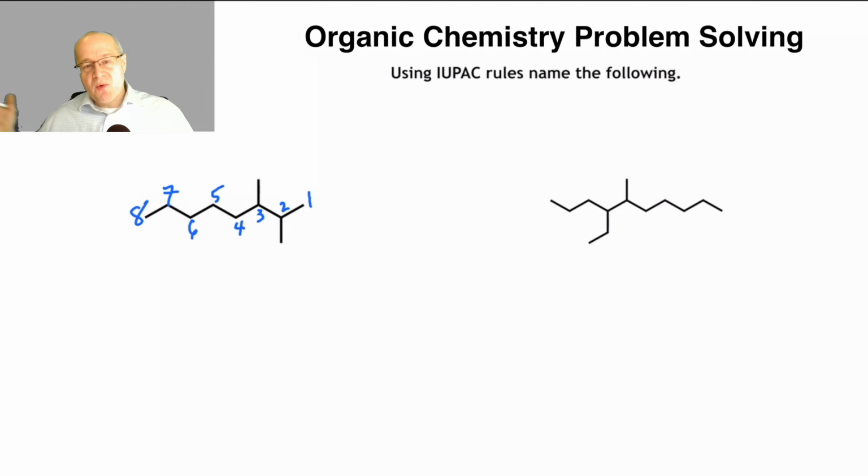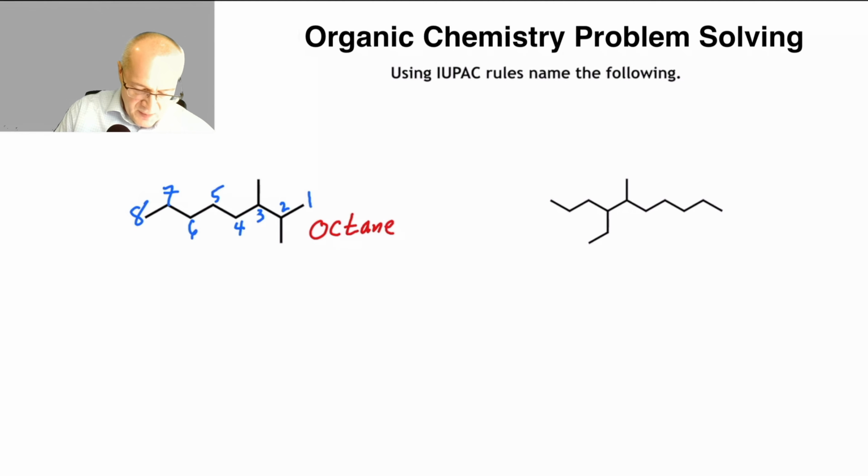So carbon 1 is on the right-hand side. That's just how it went in this question. It doesn't have to be on the right. It could have been on the left. Now, this is an octane, no question about it. And on carbon number 2, there is this substituent right here, and that is a CH3, so that's a methyl. And on carbon number 3, there is a methyl.